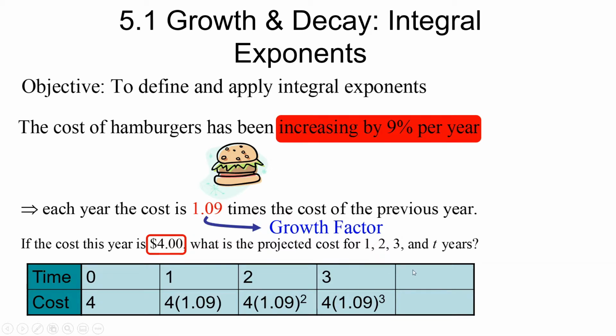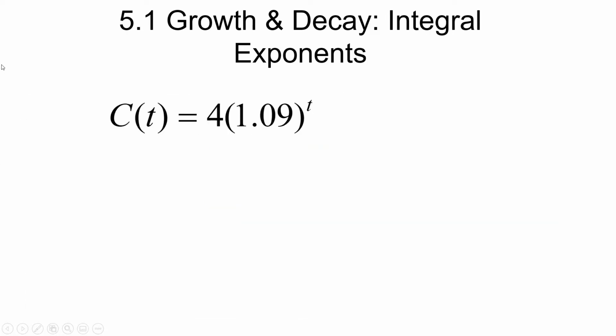And then finally, t, let's come up with our formula. How about 4 times 1.09 to the t power? Notice, this is why they call this exponential. Our independent variable is the exponent. So, cost in terms of time is 4, the initial cost, times a growth factor of 1.09 to the t power.